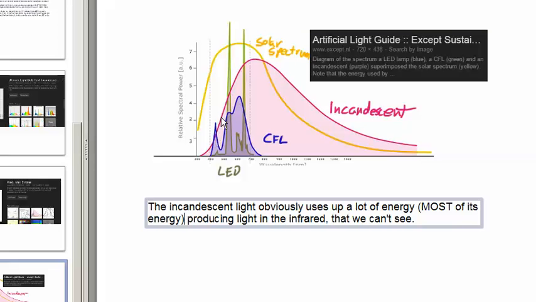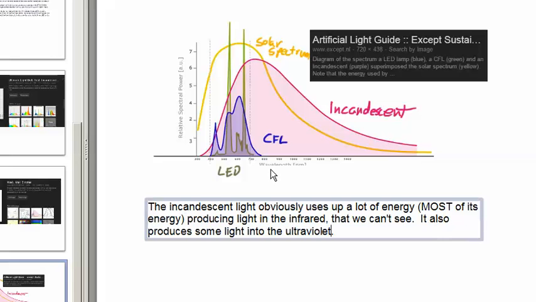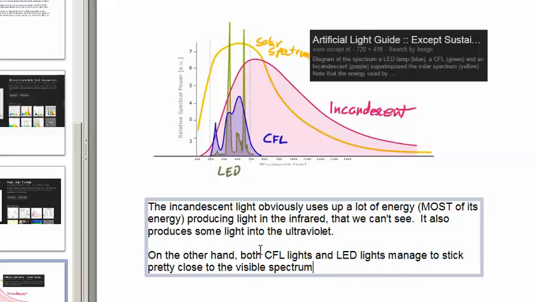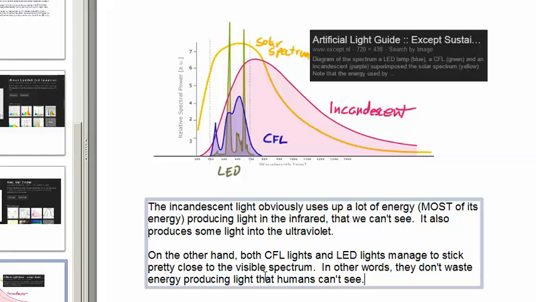Incandescent light is obviously using up a lot of its energy, most of its energy in fact, producing light in the infrared, light that we don't see. It also wastes some energy producing light in the ultraviolet. On the other hand, both CFL lights and LED lights manage to stick pretty close to the visible spectrum. In other words, they don't waste energy producing light that humans can't see.